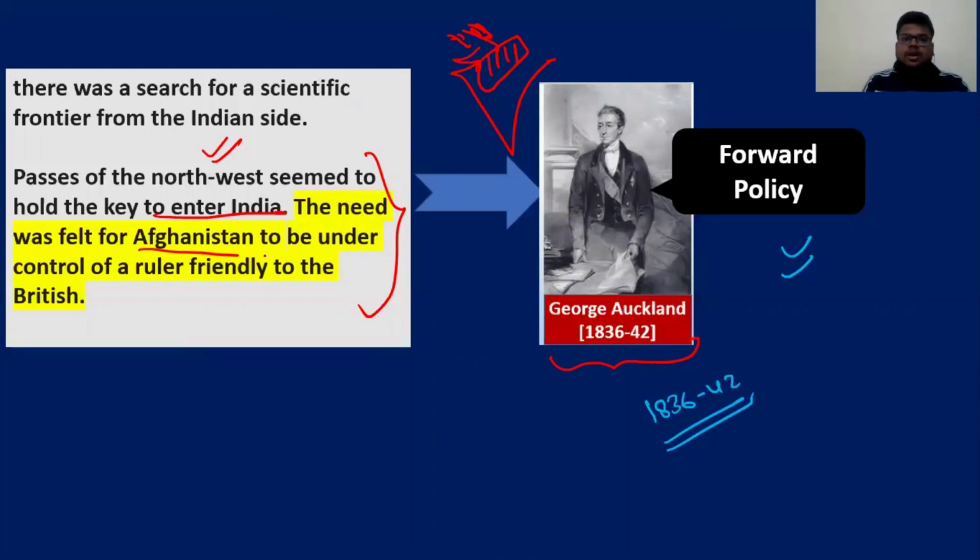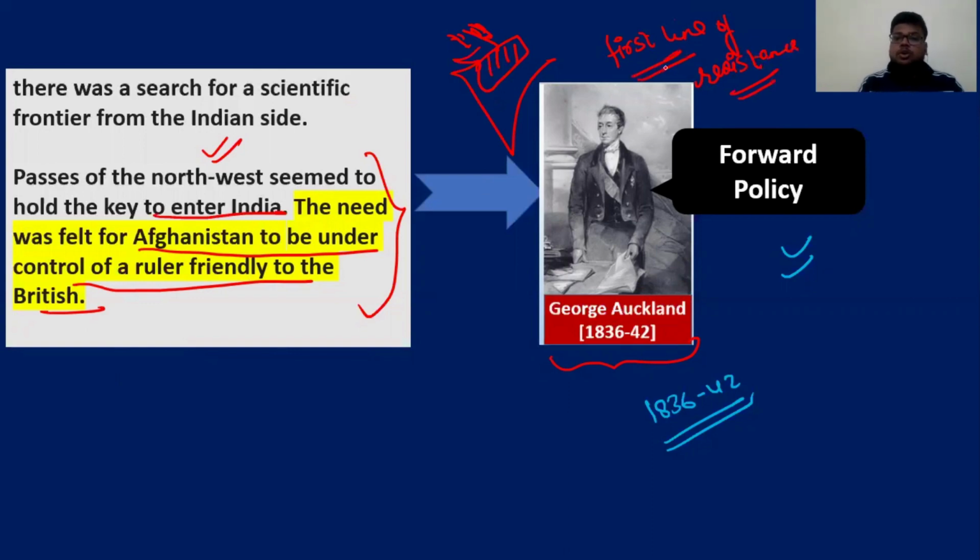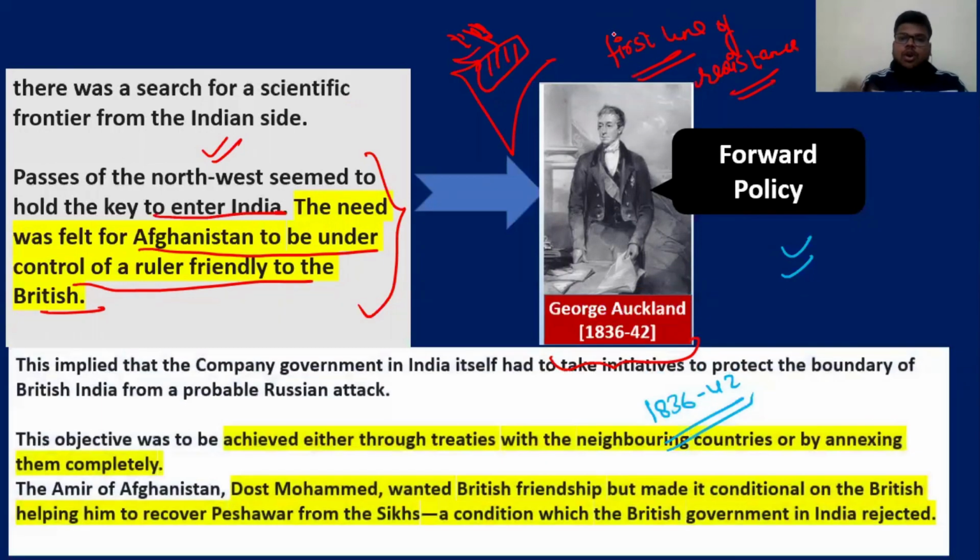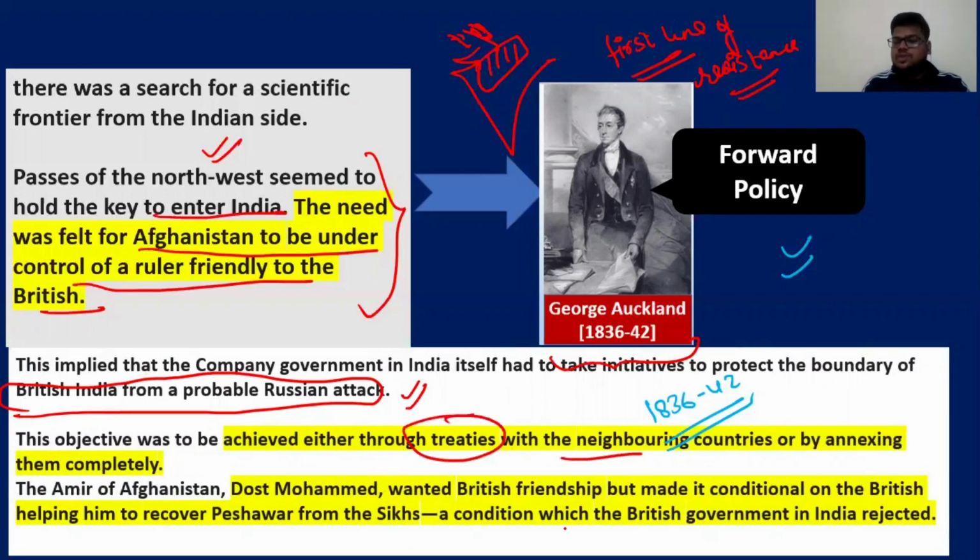The need was felt for Afghanistan to be under the control of a ruler who is friendly to the British. If he is friendly to the British, he can be the first line of resistance. If not, then he can be the person who invites other people into India. Now, what does this forward policy mean? It meant that they have to adopt all the initiatives to protect the boundary of British India from a probable Russian attack. The objective can be achieved either through friendly treaties with the neighboring countries, or alternately annexing them.